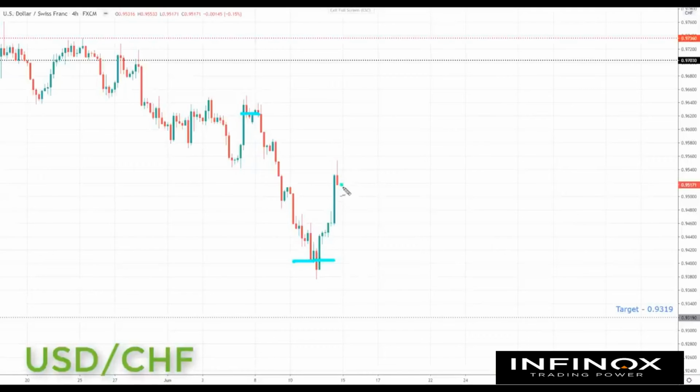Any pullback in this area, as we're already getting a nice pullback, any further pullback is simply going to be viewed as an opportunity next week to start to look for bearish setups. And we're going to be looking at initiating shorts down towards the next key of support to the downside in the target set at the 0.9319.